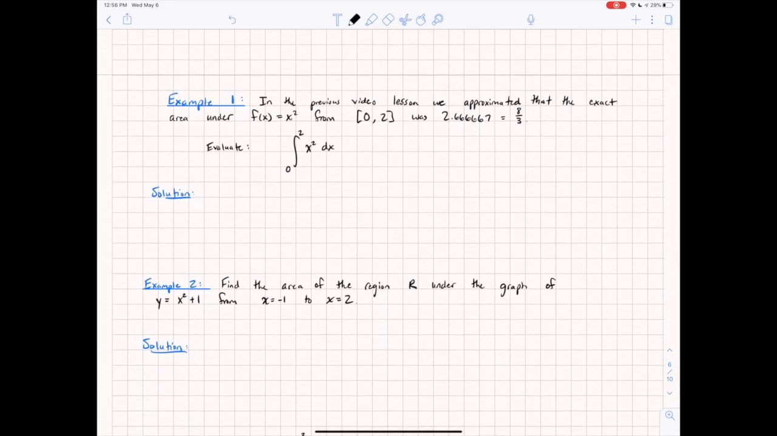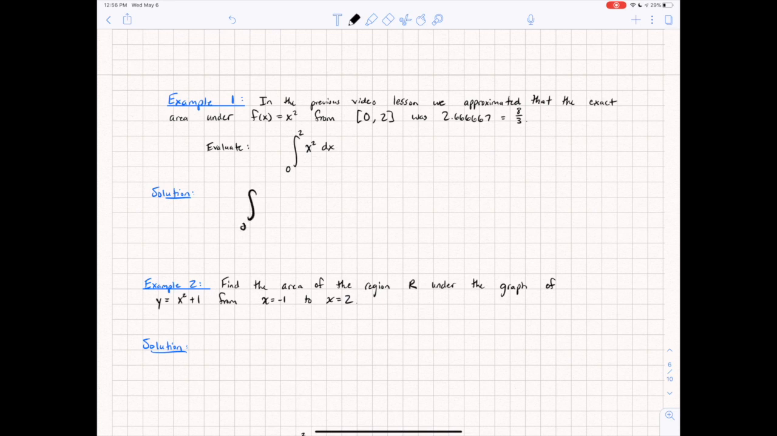So in the previous video lesson, we approximated that the exact area under f of x equals x squared from 0 to 2 was 2.6 repeated, which is just the decimal for 8 over 3. Well, let's go through and show that that is the exact area for this. So let's evaluate this definite integral.